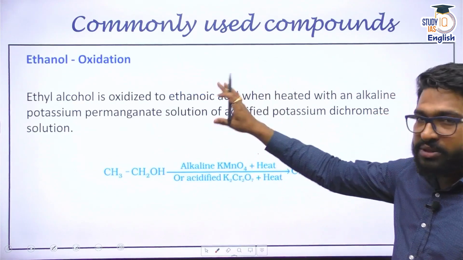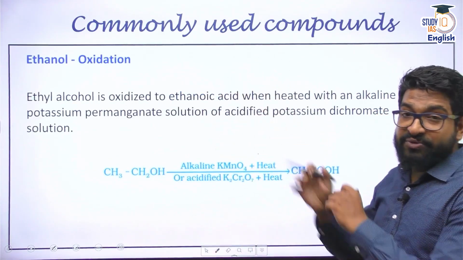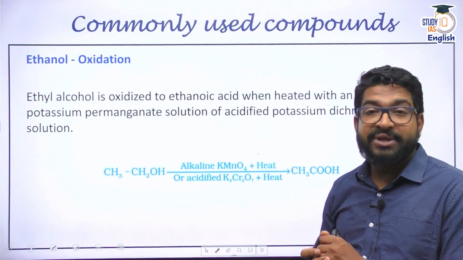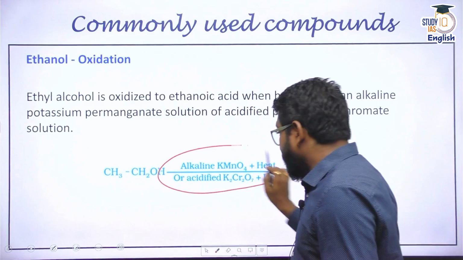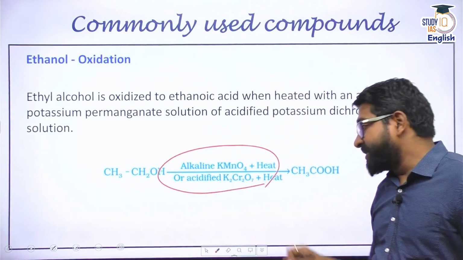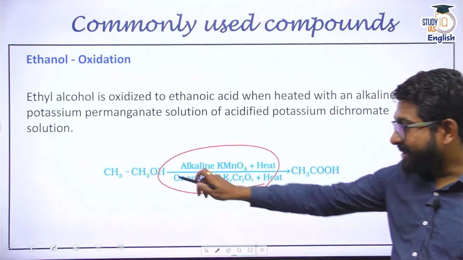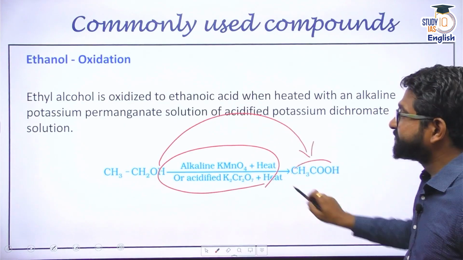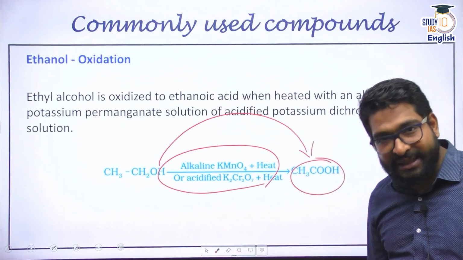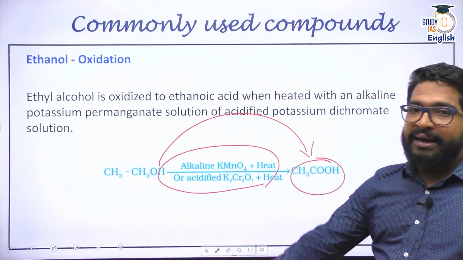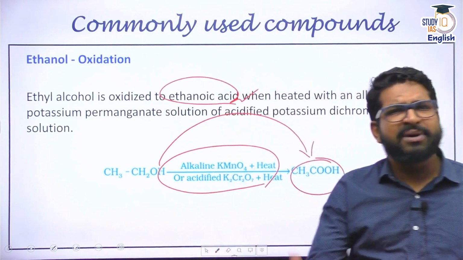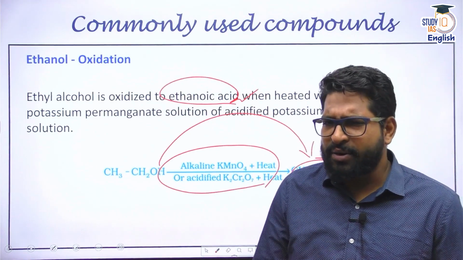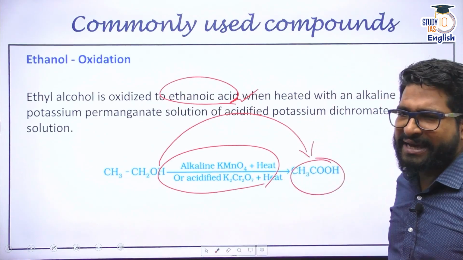Apart from that, it also undergoes oxidation. We saw the oxidation reaction. Alcohols can be oxidized using strong oxidizing agents like potassium permanganate or acidified potassium dichromate. This leads to creation of acid. That means ethanol, ethyl alcohol, gets transformed into ethanoic acid. Ethanoic acid is nothing but acetic acid, in our common colloquial language.